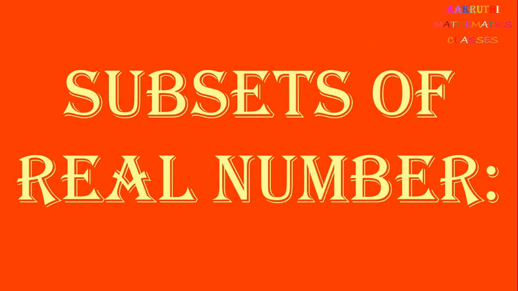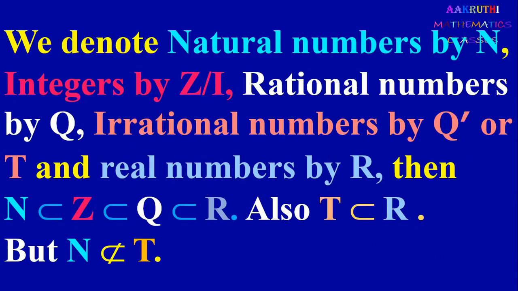So next is subsets of real numbers. Now how to write subsets of real numbers? We denote natural numbers by N and integers by Z or I, rational numbers by Q, irrational numbers by Q dash or T, and real numbers by R. So these symbols you all studied: natural numbers is N, integers are Z or I, rational numbers are denoted by Q, irrational numbers denoted by Q dash, or we can denote it by T also, and real numbers are denoted by R.